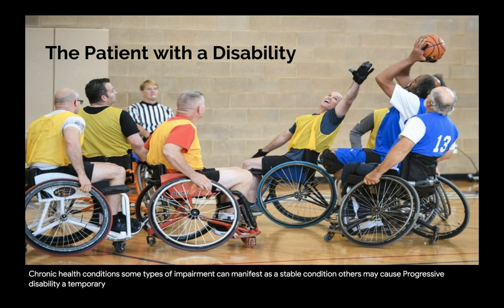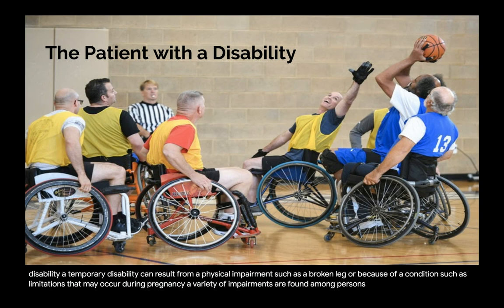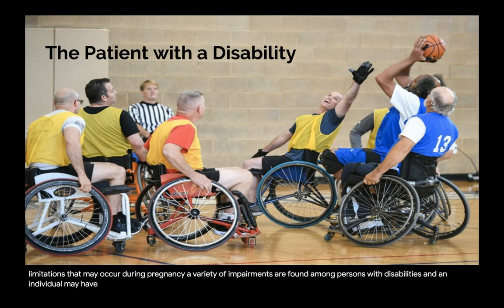A temporary disability can result from a physical impairment such as a broken leg or because of a physiological condition such as limitations that may occur during pregnancy. A variety of impairments are found among persons with disabilities, and an individual may have more than one type of disability. Many diseases and syndromes with associated symptoms of disability or impairment are described in various chapters throughout this book.